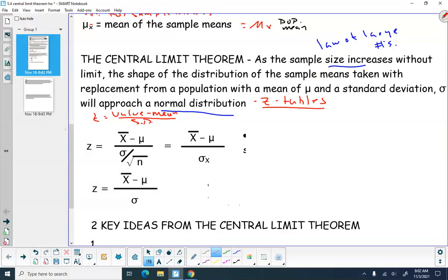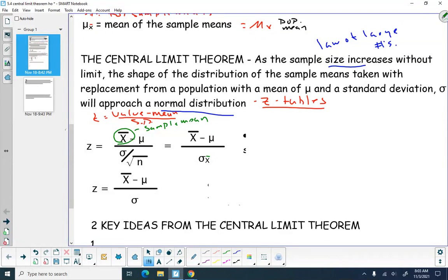Now what we're talking about here is our value is now going to be our mean of the means. This is the sample means. This is our standard deviation of our sample means. So this gets replaced by sigma divided by square root of n.